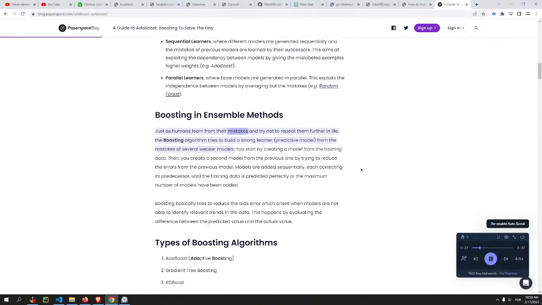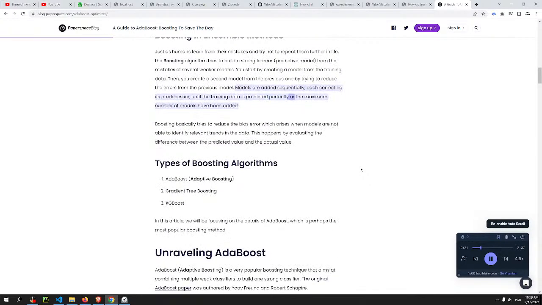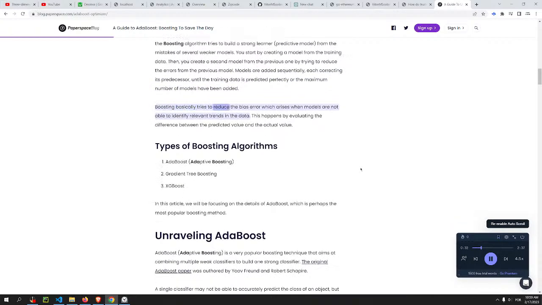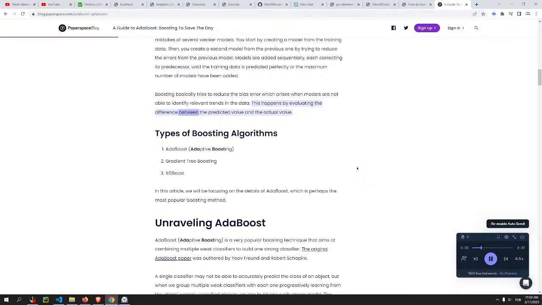Boosting in ensemble methods. Just as humans learn from their mistakes and try not to repeat them further in life, the boosting algorithm tries to build a strong learner, predictive model, from the mistakes of several weaker models. You start by creating a model from the training data. Then, you create a second model from the previous one by trying to reduce the errors from the previous model. Models are added sequentially, each correcting its predecessor, until the training data is predicted perfectly or the maximum number of models have been added. Boosting basically tries to reduce the bias error, which arises when models are not able to identify relevant trends in the data. This happens by evaluating the difference between the predicted value and the actual value.